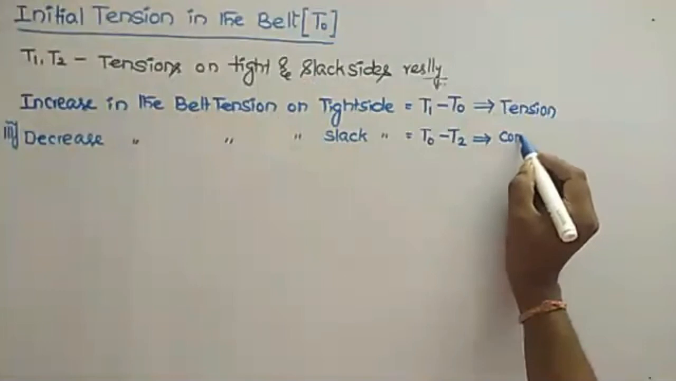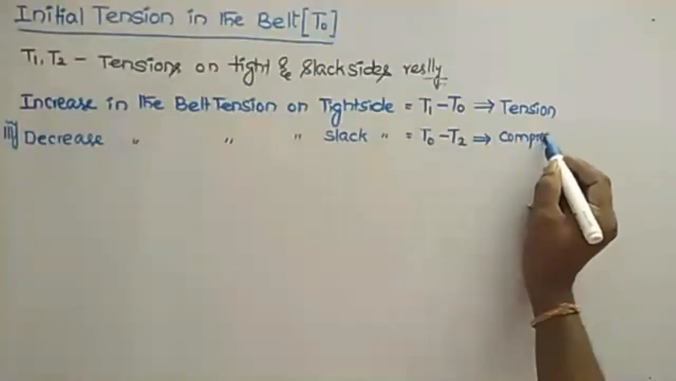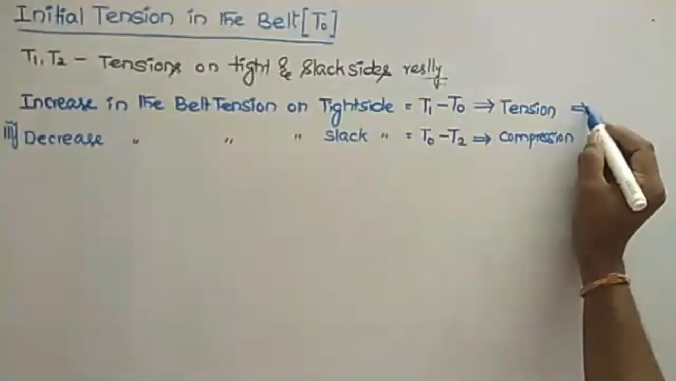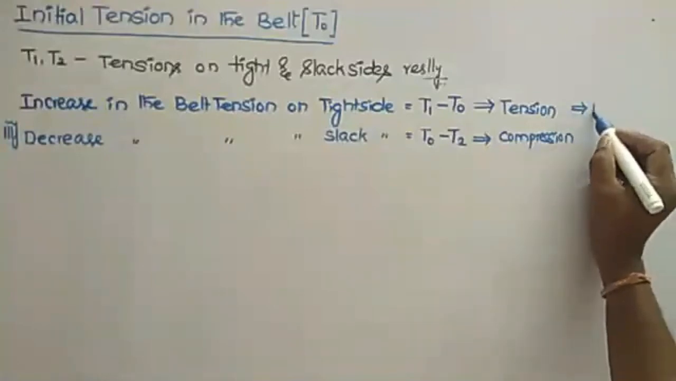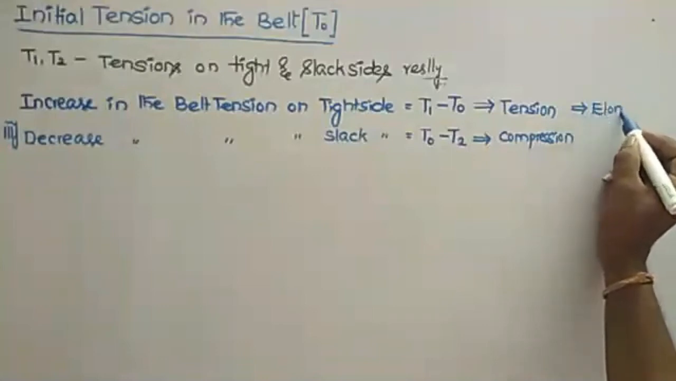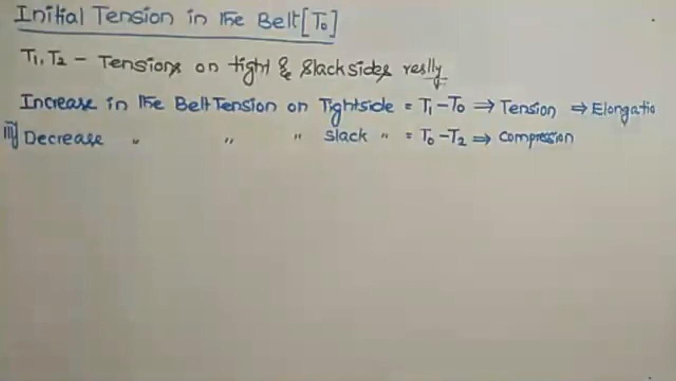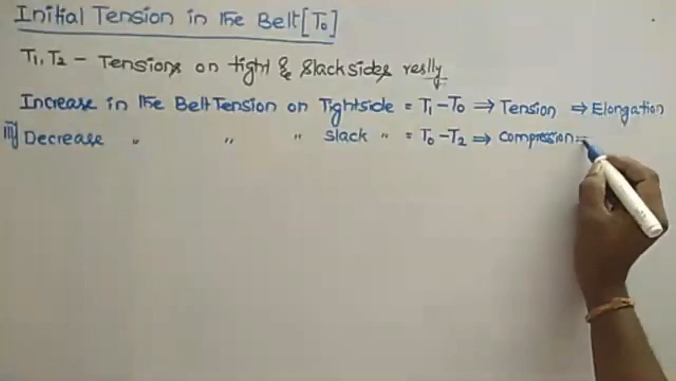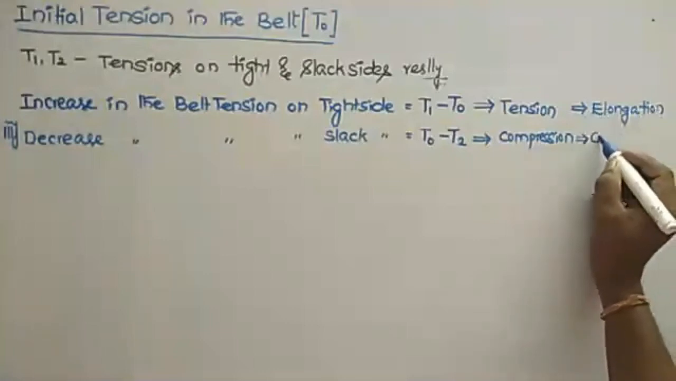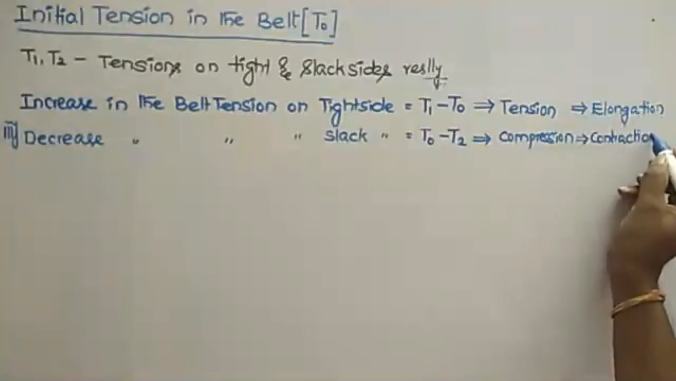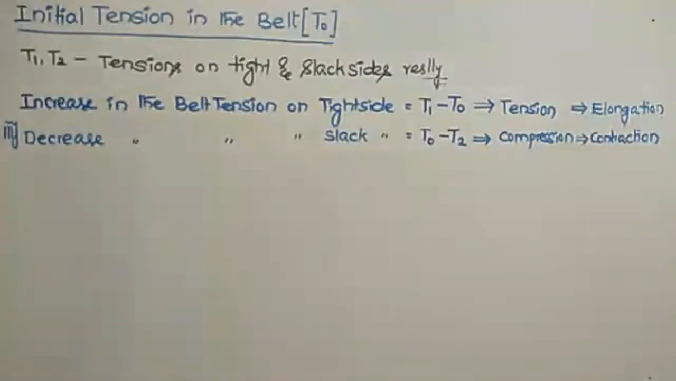compression. So when the member is subjected to tensile forces, then obviously, what is the type of deformation that takes place? Elongation, right? It is subjected to elongation. And when the member is subjected to compression, what is the corresponding deformation? The belt is subjected to contraction.